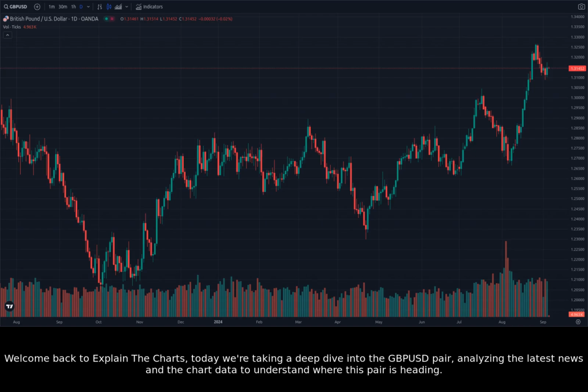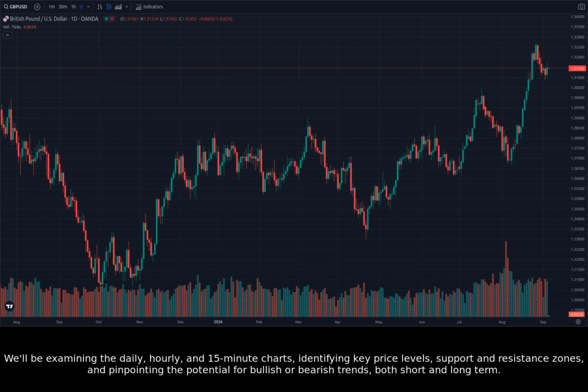Today we're taking a deep dive into the GBPUSD pair, analyzing the latest news and the chart data to understand where this pair is heading. We'll be examining the daily, hourly, and 15-minute charts, identifying key price levels, support and resistance zones, and pinpointing the potential for bullish or bearish trends, both short and long-term.